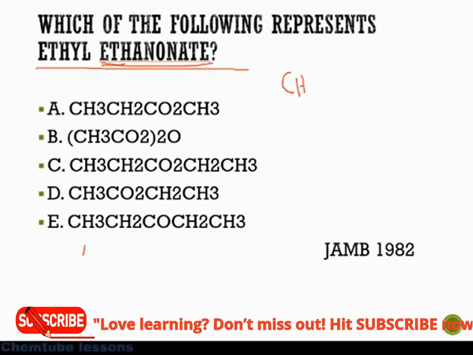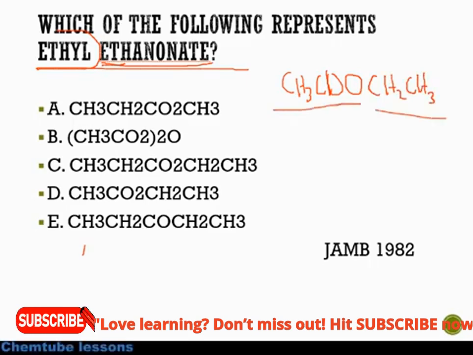So it is CH3COO, okay. And then ethyl. Ethyl means there are 2 carbons. So we have CH2 and then CH3. So this is alkyl alkanoate. That's ethyl ethanoate. Now let's look at which of them corresponds to our structure. This is not it. This is not it. This is wrong. Okay, this is correct. So the answer is D. If you look at it, it corresponds to our answer.